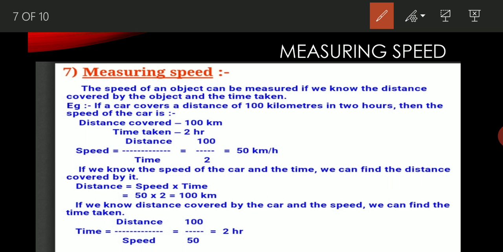The example is given here. A distance covered is 100 kilometer. Time taken is also given, that is 2 hours.